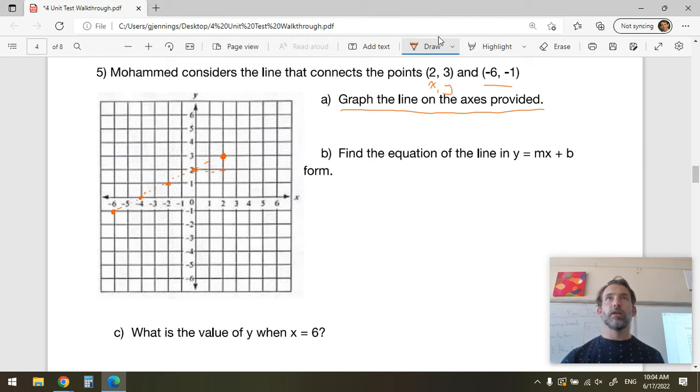What's that, Mr. Jennings? What's that? Never mind. What's the formula? y equals mx plus b? Yeah, 1/2 x plus 2.